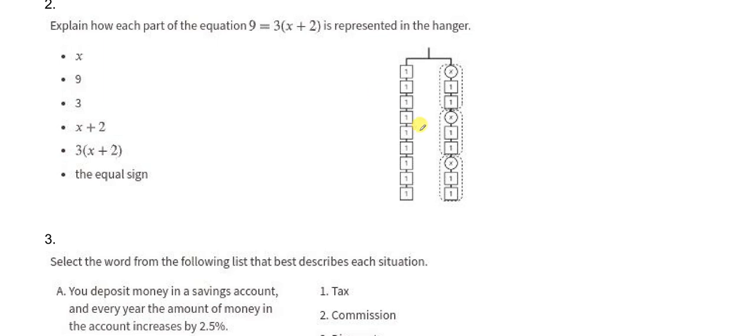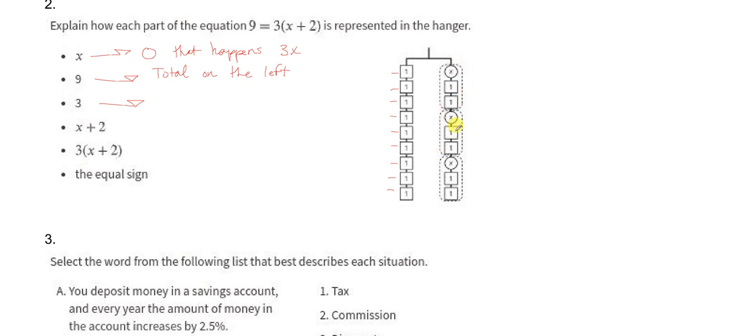Alright, explain how each part of the equation is represented in the hanger. So x, okay, the x is represented by the circle that happens 3 times. The 9 looks like the number of 1, 2, 3, 4, 5, 6, 7, 8, 9. This would be the total on the left.